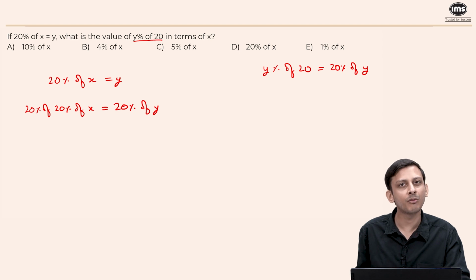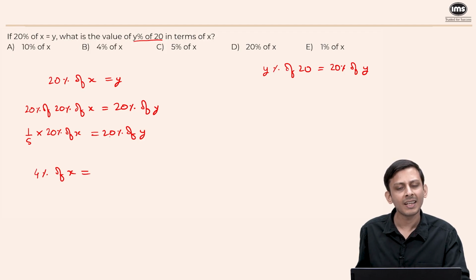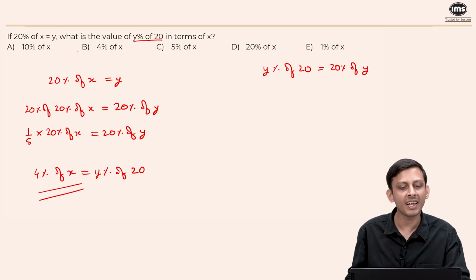Now 20% is 1 by 5. So we will get 1/5 into 20% of x is equal to 20% of y. 1/5 of 20%, 20 by 5 is 4. So we will get 4% of x is equal to 20% of y. And 20% of y is the same as y percent of 20. And therefore y percent of 20 will be 4% of x, which is there in option B.